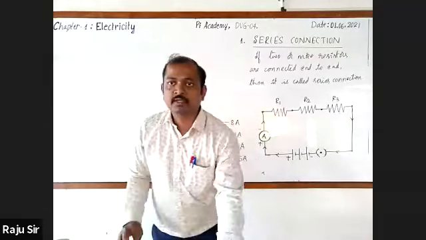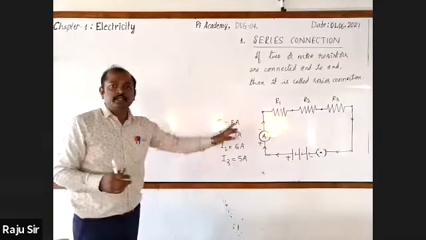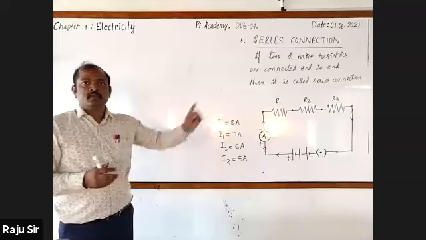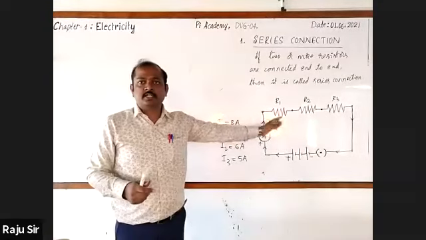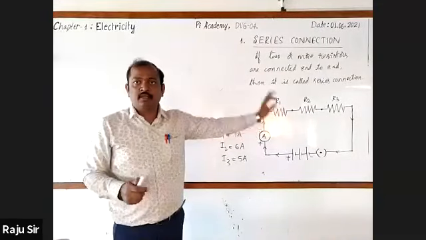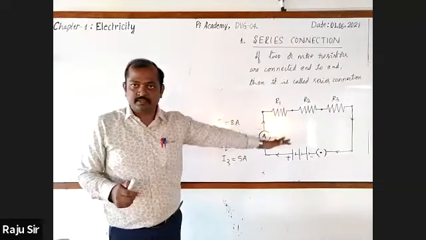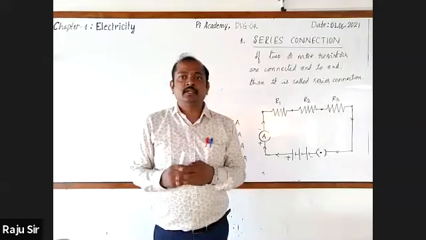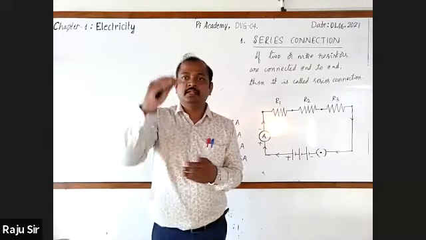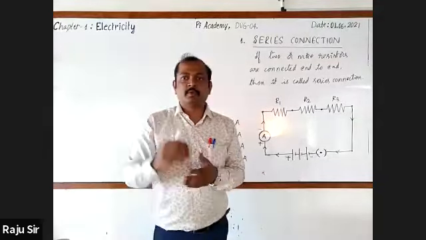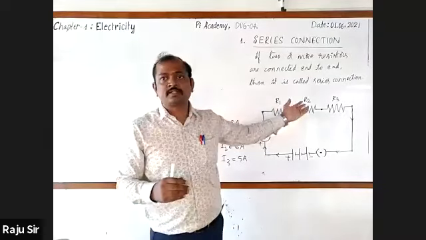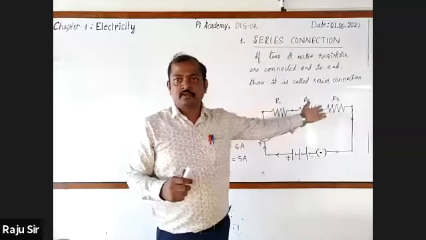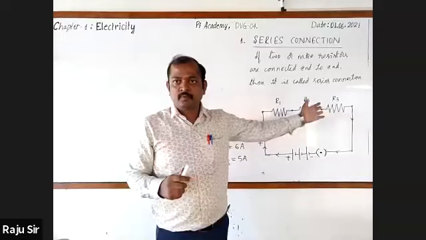So from this, we can conclude that in series connection, current decreases. So if you want to get a desired current in a smaller amount, you have to connect the resistors in series. Clear? Yes, sir.